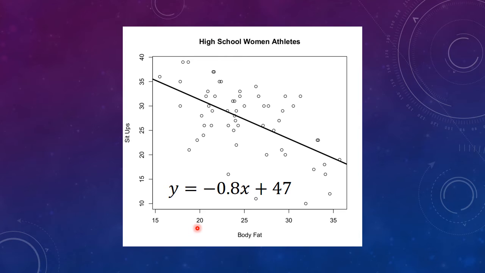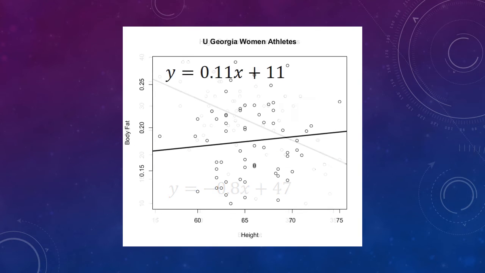If we wanted to predict the number of sit-ups that an athlete could do when they have a body fat of 20, we would plug in 20 for x in the equation, and we would get a little bit more than 30 as the prediction of the number of sit-ups that they could do. Similarly, if we wanted to predict the number of sit-ups they could do if the athlete had a body fat of 35, we'd plug 35 in for x, and we would get a prediction of about 20. Finally, here we see the University of Georgia women athlete data for body fat and height.